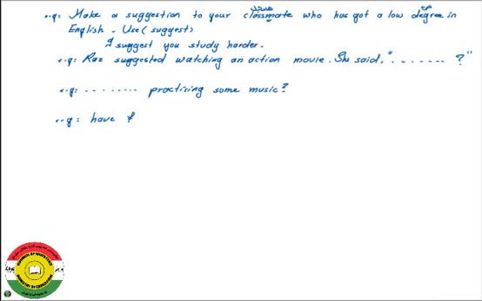Raz suggested watching an action movie. She said, here we have this quotation. Here we have a question mark. Therefore, here we must use either what about or why not.